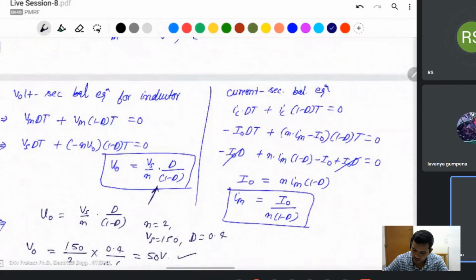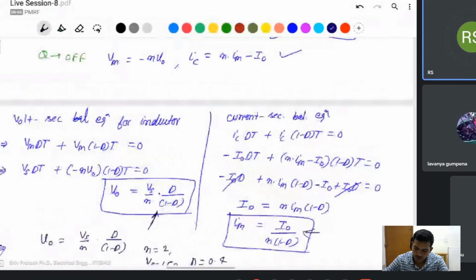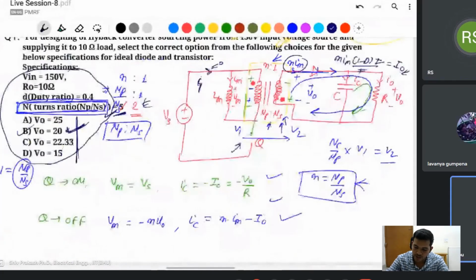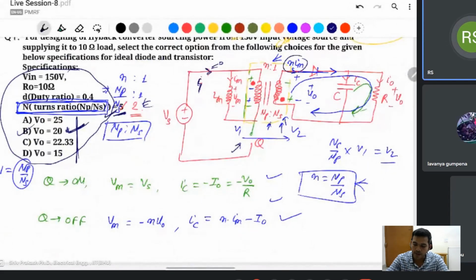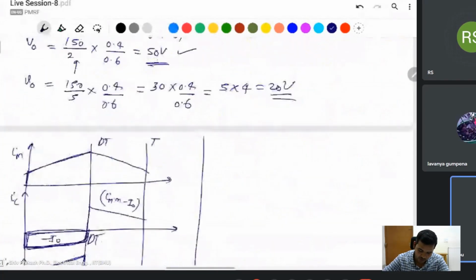I think the same will be calculated here. The switch is off, it means 1 minus d times t. No, sir, I'm talking about this del IM, the negative del IM when the switch is off. This is IM. That is okay. This del IM we got, this one is the average only. For the peak value, the current IC is also present, no? For the instantaneous current, IC and IM both are present.